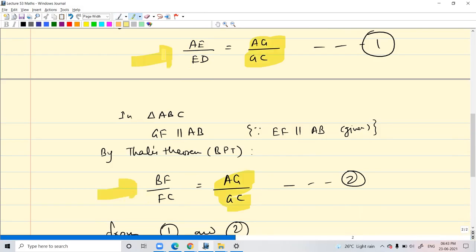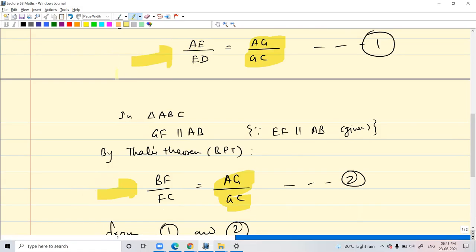Tell me, is everyone able to understand what happened? Yes, sir. The same AG by GC is equal to this also and this also. That is why these two have to be equal.